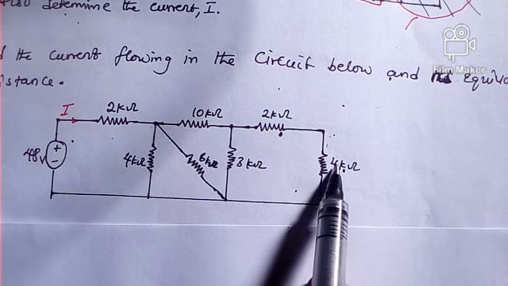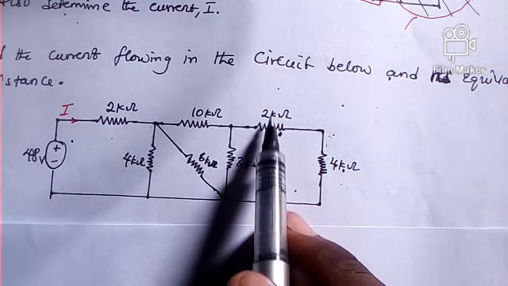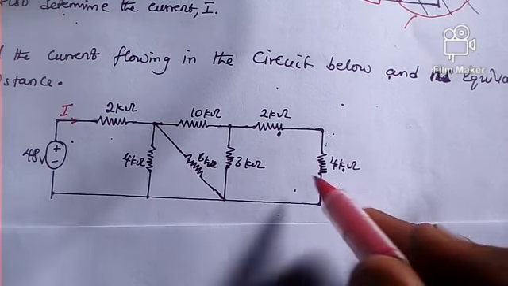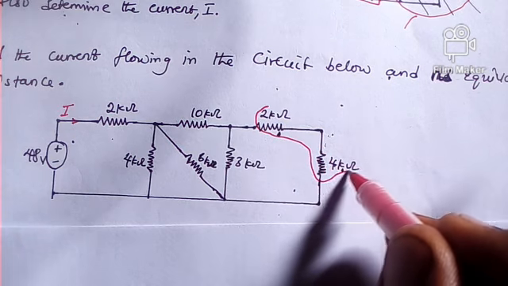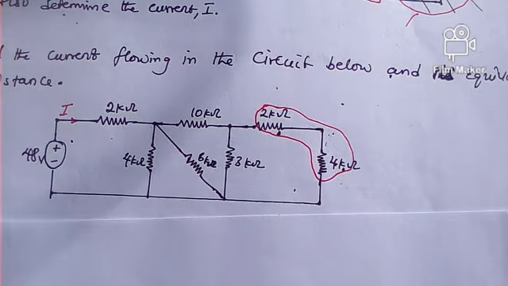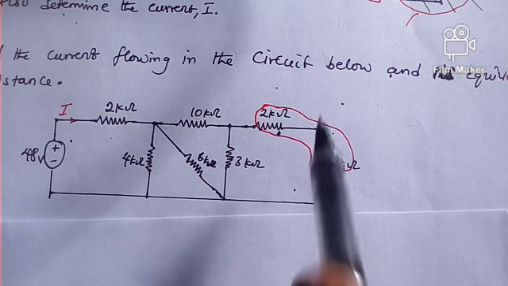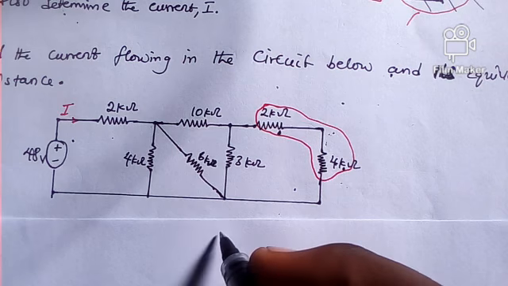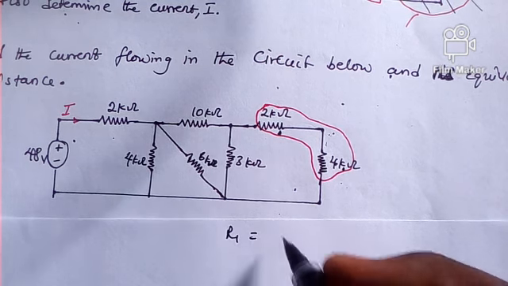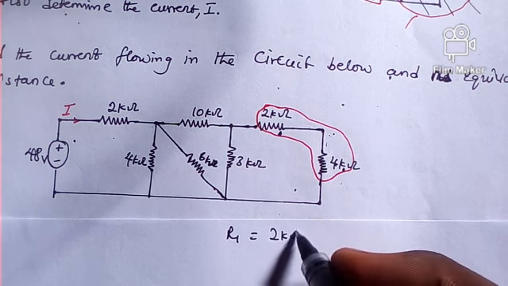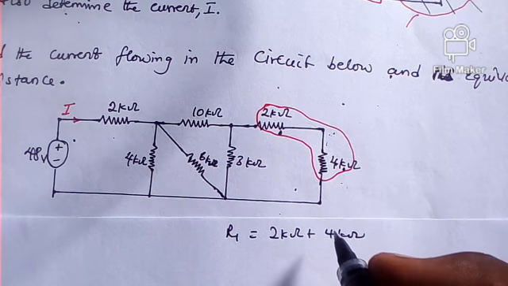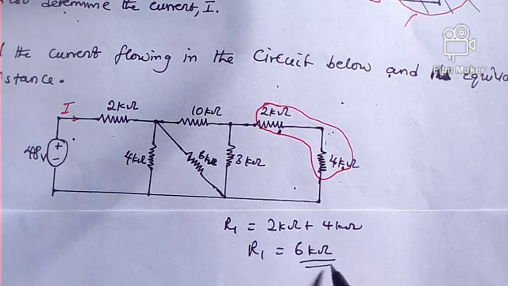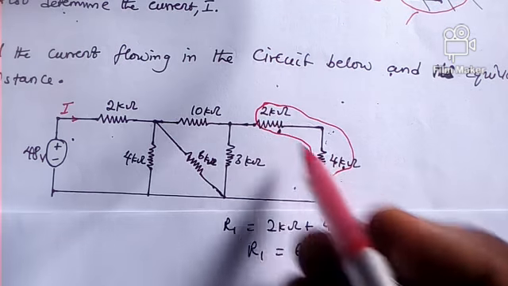We can see that the 4 kilo ohm resistor is in series with the 2 kilo ohm resistor. So to get the equivalent resistance of these two, we solve them first. It's just series, so let's call it R1. R1 will be equal to 2 kilo ohm plus 4 kilo ohm because they are in series. We just add that up, and we have 6 kilo ohm, which is what these two add up to be.